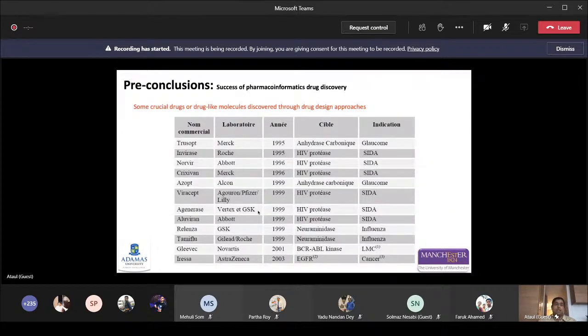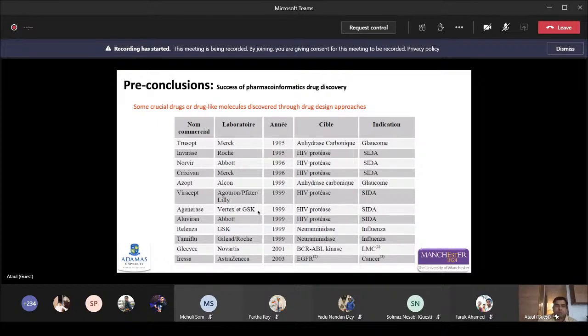I think I'll complete within, I have actually 2-3 slides left. So now I'm going to conclude this study. As I told you, the drug discovery process is a very complex and time-consuming process. So how does pharmacoinformatics help to solve the problem? Different approaches are there. So what are the success stories of pharmacoinformatics?